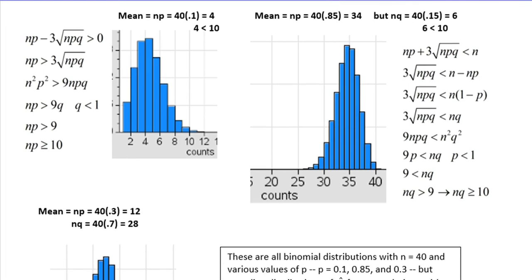So if we actually go through the math of this, first adding the 3 standard deviations to both sides of the equation, then we're going to square both sides of the equation, then divide both sides by np.